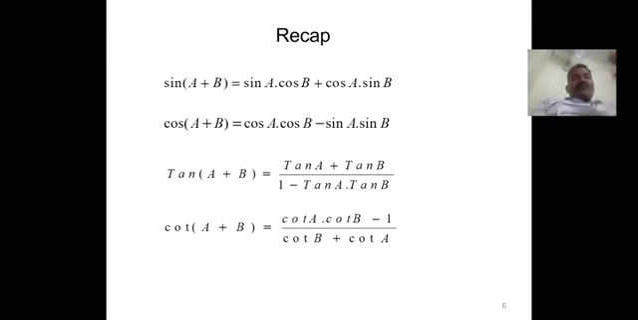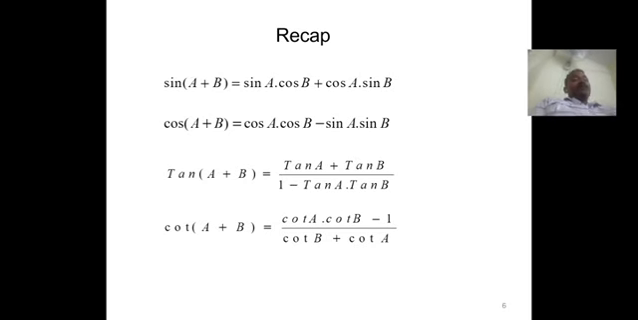In all these four principles, if b is replaced by a, that is, substituting b equal to a, we get sine of a plus a, that is sine 2a, is 2 sine a cos a. Cos 2a is cos square a minus sin square a. Tan 2a is tan a plus tan a, that is 2 tan a by 1 minus tan square a. Cot 2a is cot a into cot a, that is cot square a minus 1 by 2 cot a. These are the principles for getting 2a.